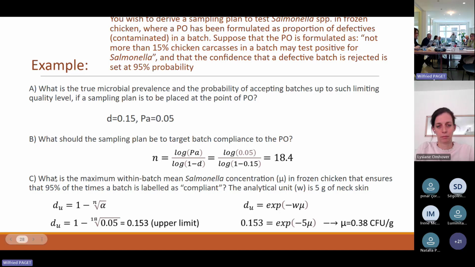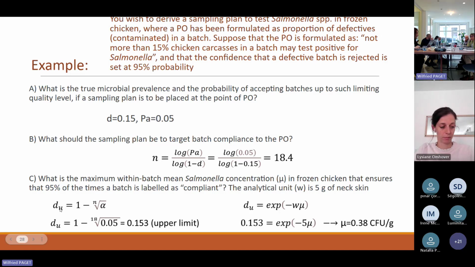Now the other question is to use the other equations. What is the maximum within-lot mean Salmonella concentration in frozen chicken that ensures that 95% of the time a batch is compliant? What is its maximum that ensures that you are not rejecting the lot? Do you understand this question? So as a producer, I want to know what is my limit, so that most of the time my batch is accepted, and I know that I use 5 grams in the analytical determination for Salmonella.